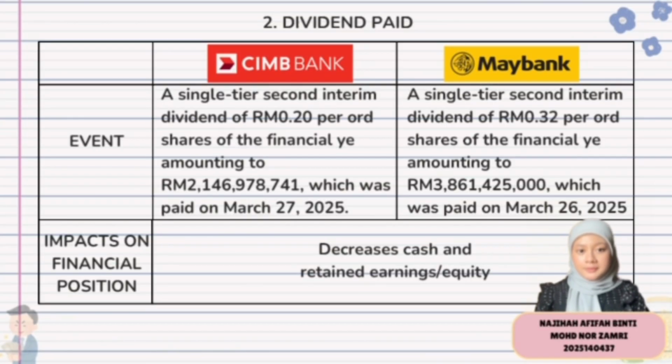The cash paid out by both banks is simultaneously deducted from the retained earnings portion of shareholders' equity. In the impact on financial position, the cash decreases and retained earnings decrease by the same amount. This reduction lowers the bank's book value and its total capital base.